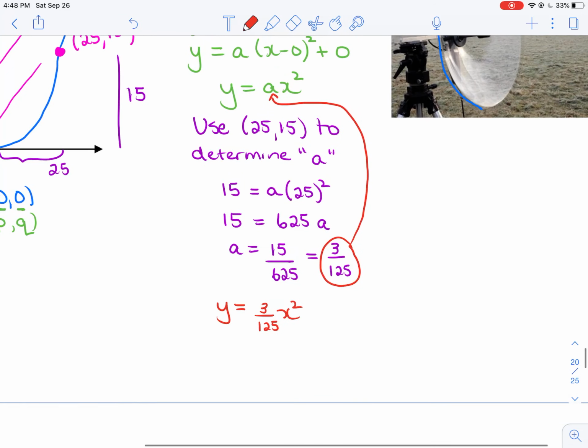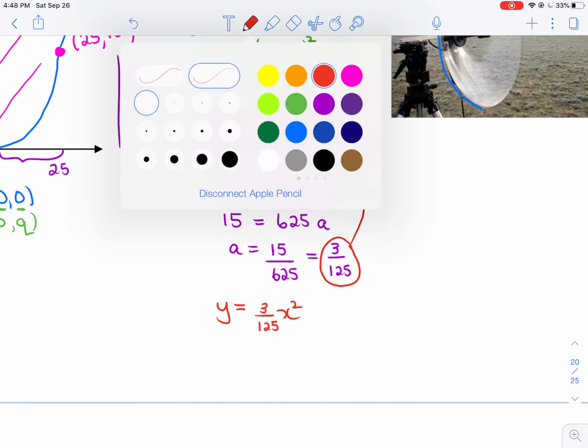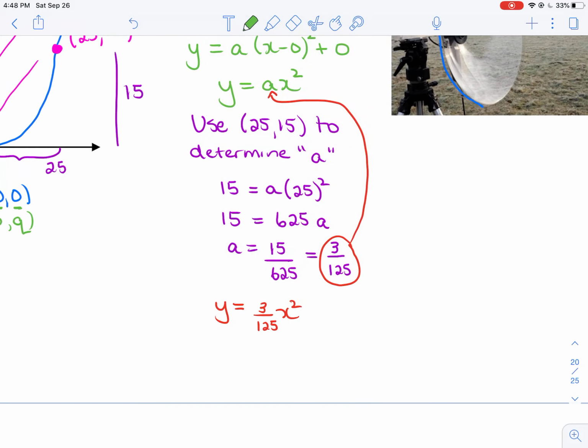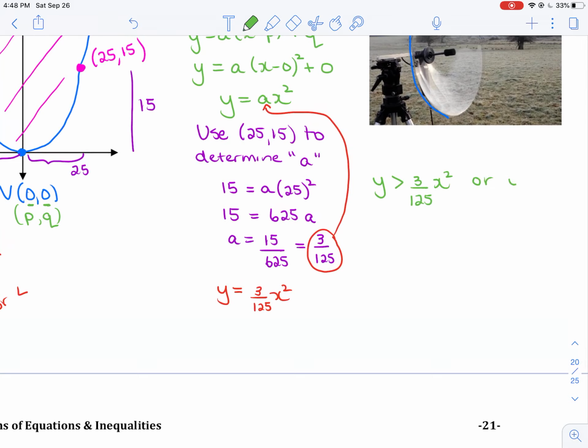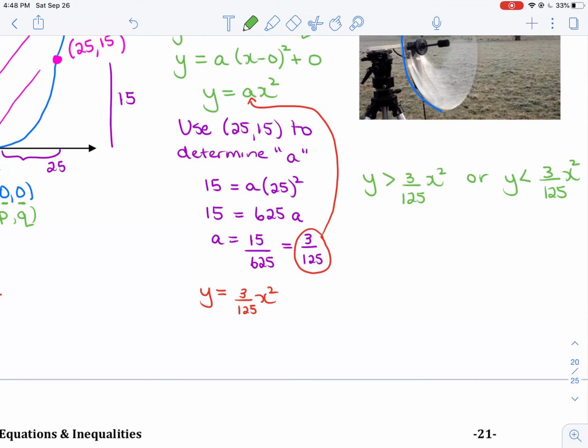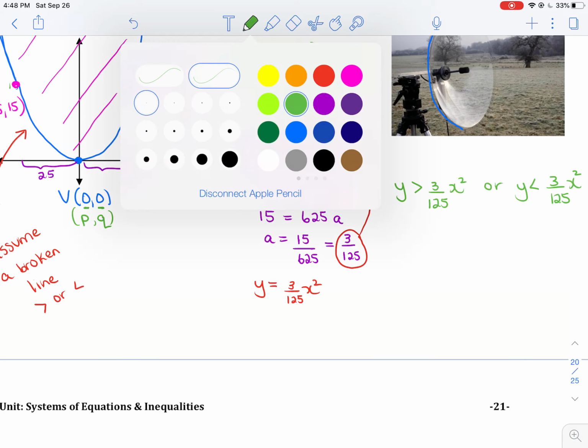So I'll write it over here. We will either have y is greater than 3 over 125 x squared, or y is less than 3 over 125 x squared. How do we know which it would be? We choose a point that's in the shaded region. Choose a point inside the shaded region.